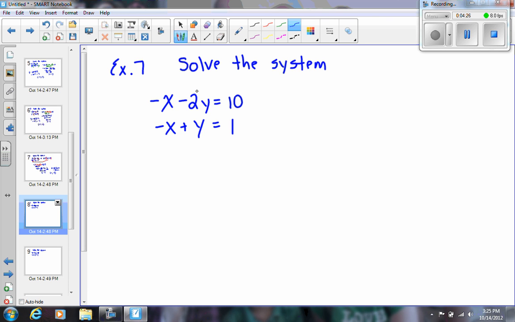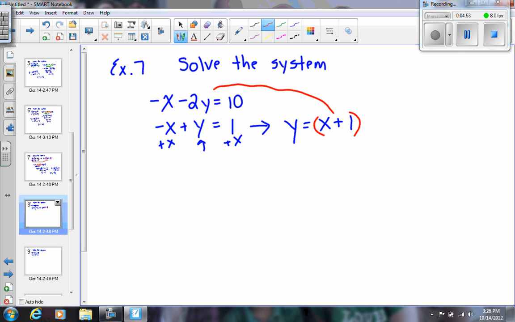Definitely not this one, because you've got a value in front, a coefficient. Because the x's are both negative, the easiest would be to solve for y. So I'm going to do that by adding x to both sides, and I get y equals x plus 1. Now I'm going to take that and substitute it in place of the y for the other equation.